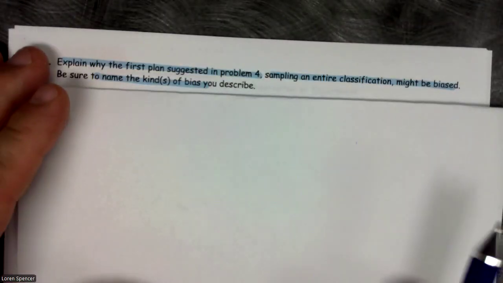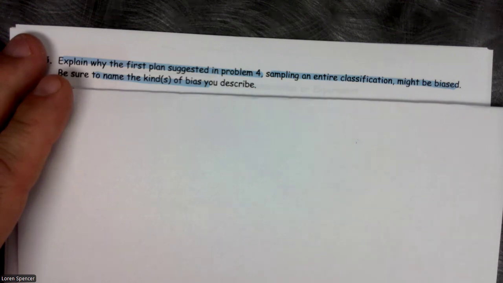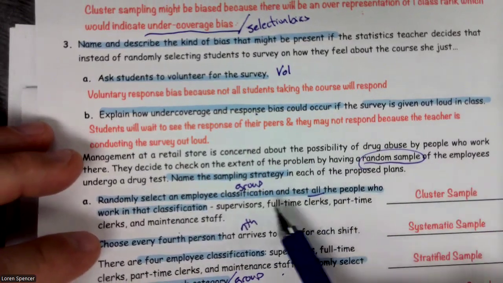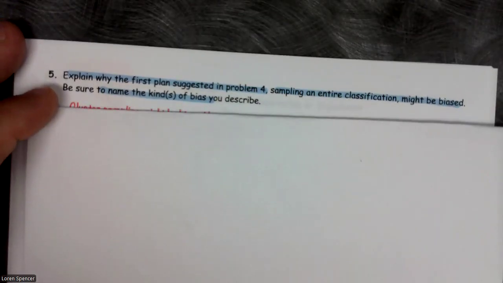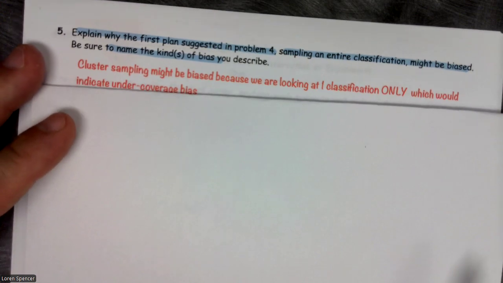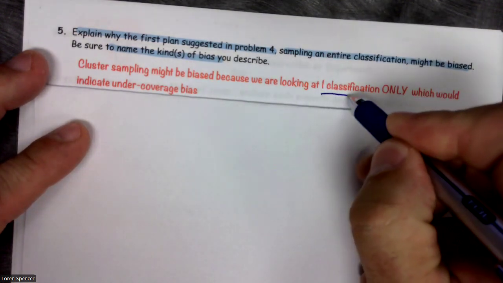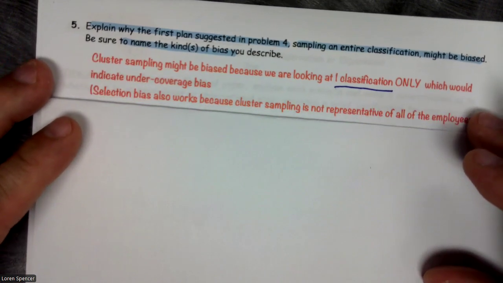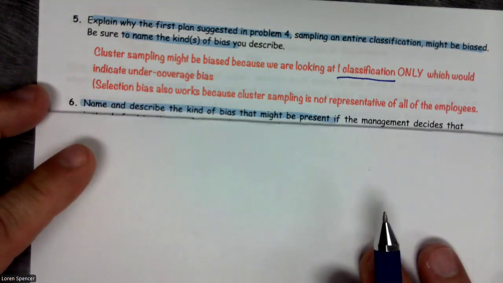So it's undercoverage bias. If we survey the supervisors, we're not getting the rest of these. So we overrepresented supervisors and underrepresented the others. So cluster sampling might be biased because we're looking at one classification, which would indicate undercoverage bias, because we're missing the others. All right. So we didn't cover the others. Also note selection bias, same thing as undercoverage.